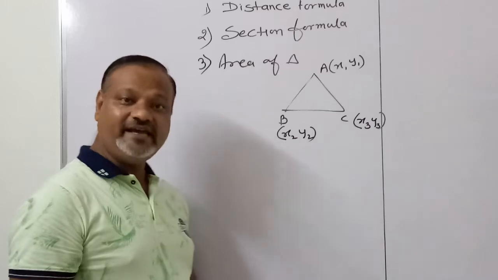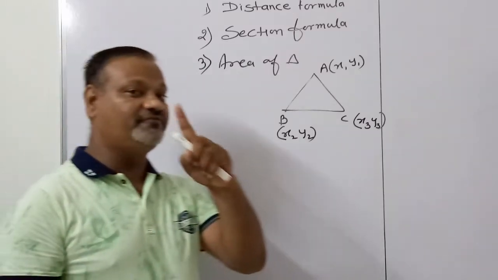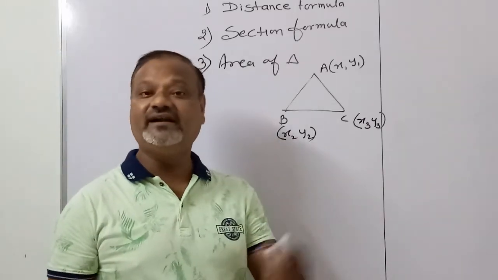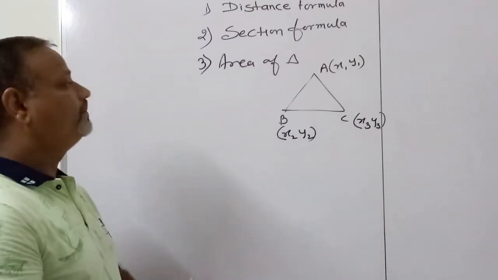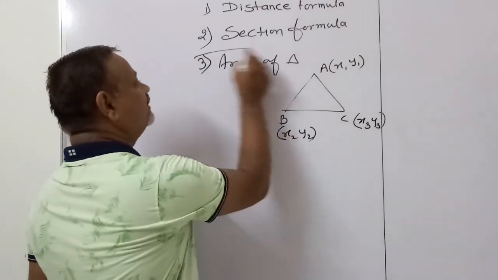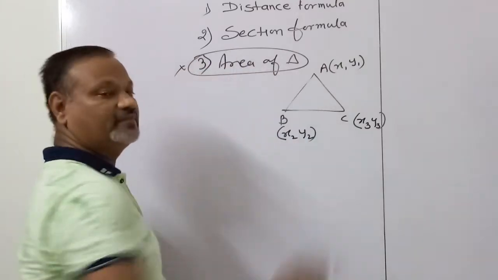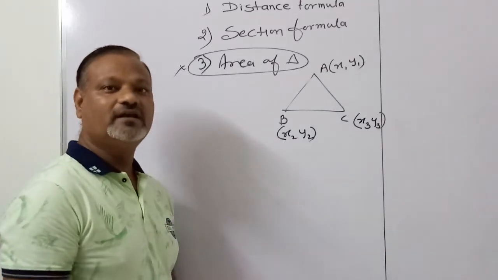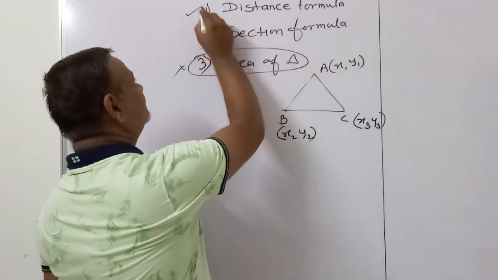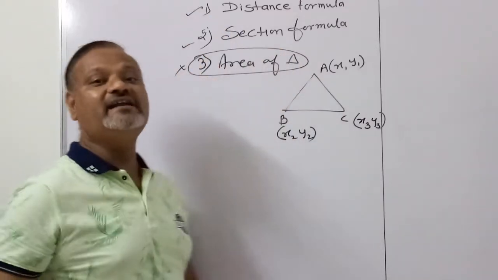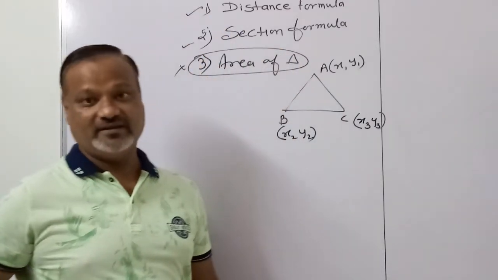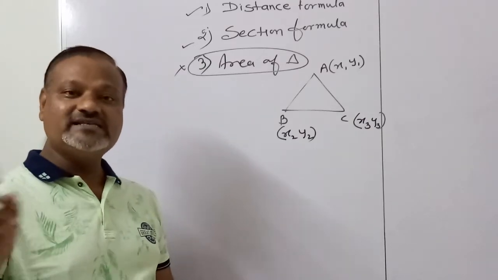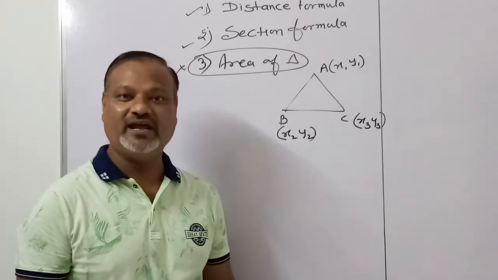We find the area of this triangle by using one formula. That formula we will derive. But this section is deleted this year. Therefore, we study only the distance formula and section formula.